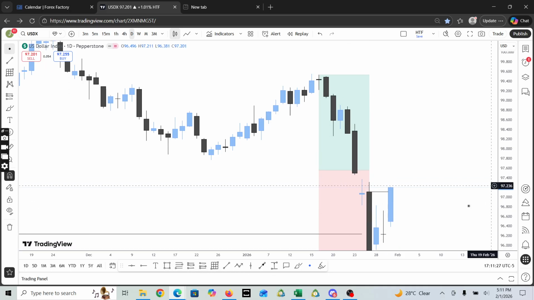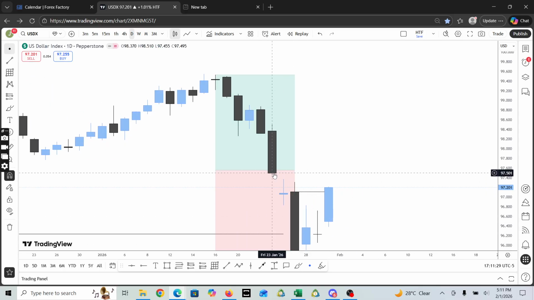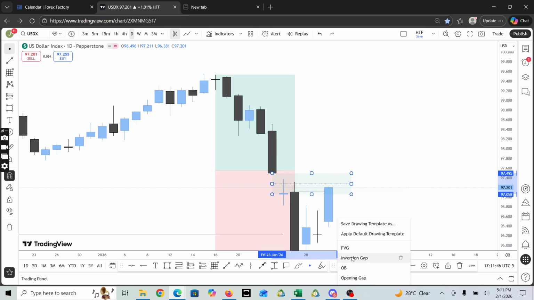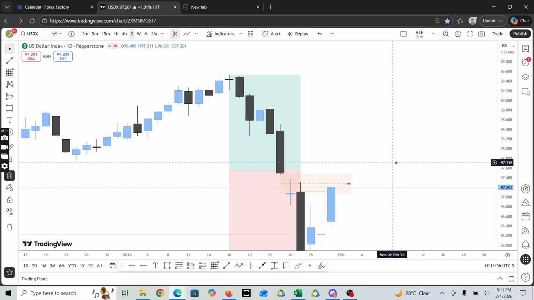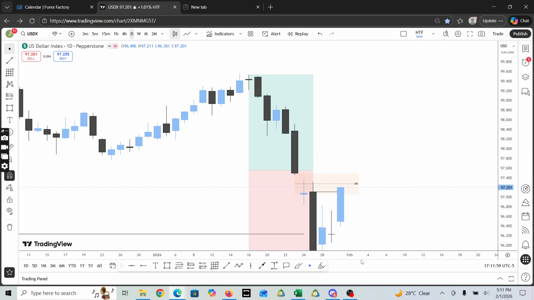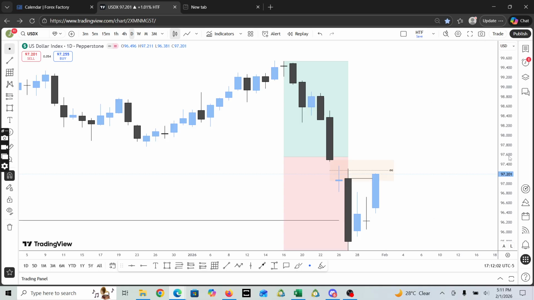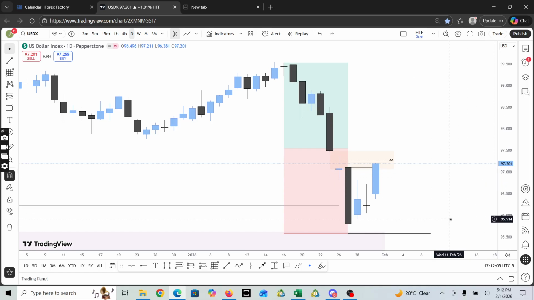So the opening gap is from this level here all the way to this. Let me draw that out. From this close to the opening of this, that's the opening gap. So we'll see what price does from here. Okay, that would help us make an informed decision for the coming days of the new month of February, right?